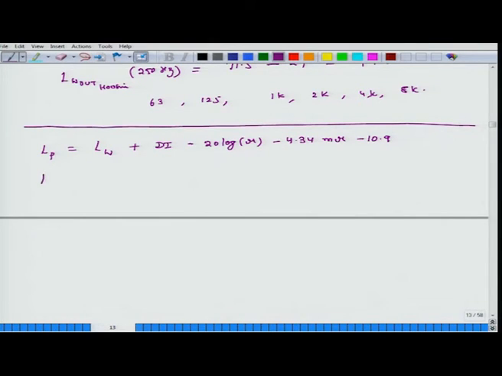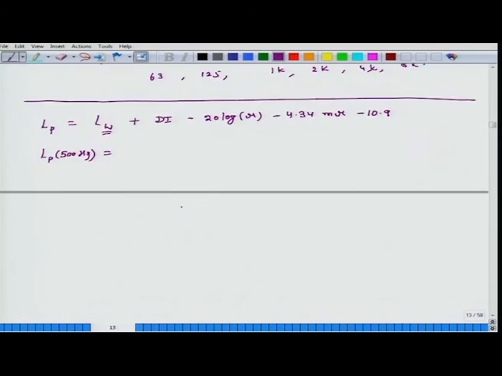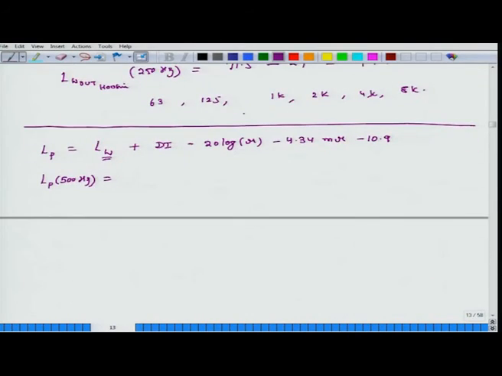Okay. So, LP for 500 hertz is LW, and which LW we are going to use? No, you will not sum, you don't sum frequency data like that. You will again do frequency by frequency calculation. Okay. So, for 500 hertz, what is LW? The only noise is coming through the housing, it is not coming through other sources. So, it is 36.5, and then what is the directivity index? We have given that, it is 3.